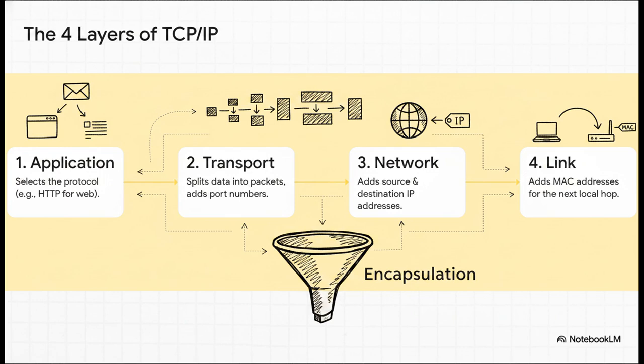So your data starts its journey by going down this 4-layer stack. At the top, the application layer picks the right protocol for the job, like HTTP for web browsing, FTP for file transfers, or SMTP for sending an email.